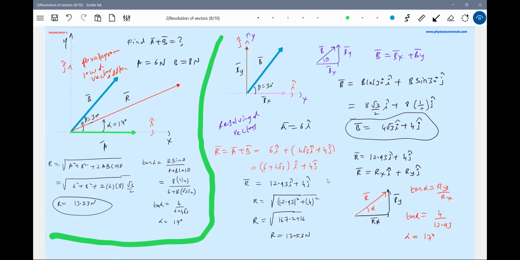Now you may ask questions, how are you drawing the triangle? Look at the resultant. It is clearly telling that it lies in the first quadrant. So therefore the triangle will come in the first quadrant, the resultant triangle. This component of the resultant along the x-axis, I'll call Rx. The component of the resultant along the y-axis, I'll call Ry. That will be easy because I could have written here 12.934, which again looks odd. Therefore, I give some symbols.